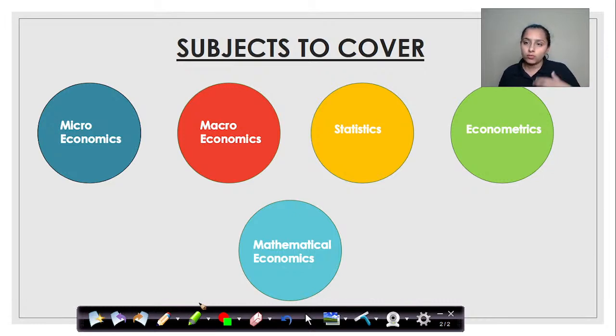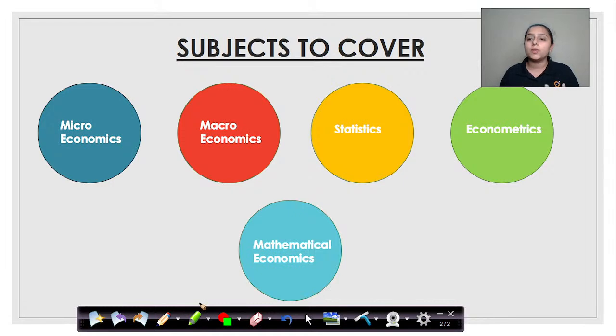So when you try to read the syllabus on different places for different entrance exams, you study different kinds of subjects. Let's say you see public economics. Public economics is a subject which comes under microeconomics. So don't think that we don't have to do that. We of course have to do it, but it's a subject covered under microeconomics.